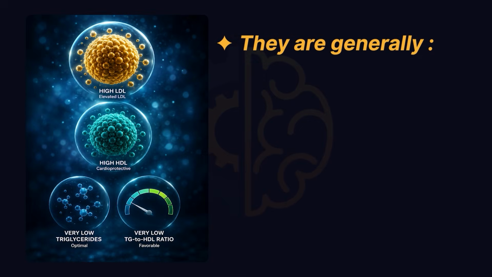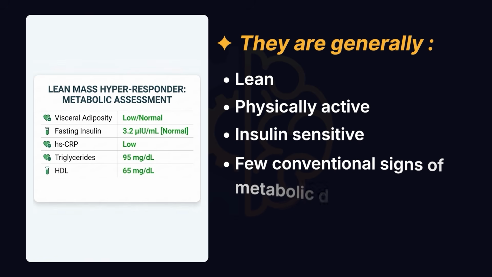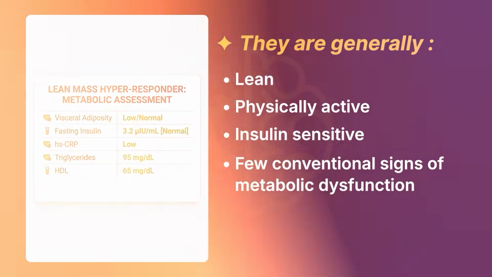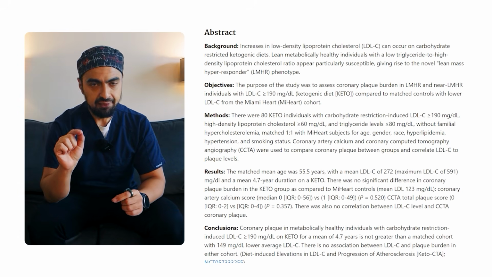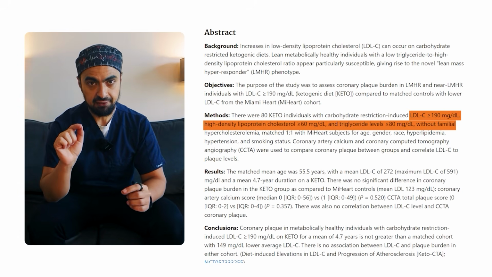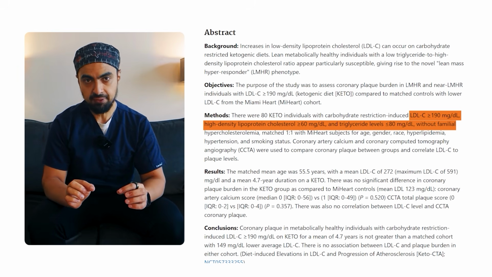They are generally lean, physically active or insulin sensitive, and show few conventional signs of metabolic dysfunction. The proposed research definition includes an LDL of at least 200, an HDL of at least 80, and triglycerides no higher than 70 milligrams per deciliter.